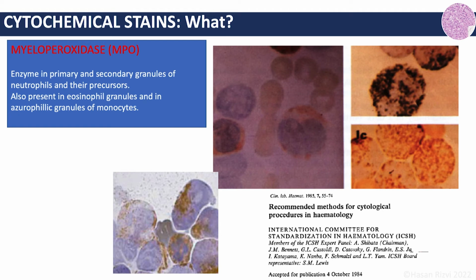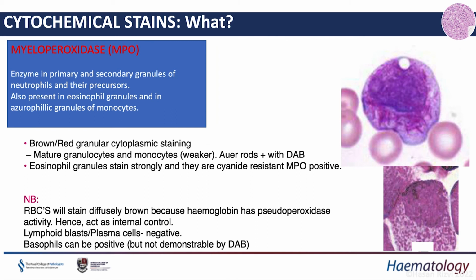So what does the myeloperoxidase look like? It's present in the granules, as I described, and this is what it looks like. You get a brownish hue. These are some of the images from the paper that I showed you before, 1985. The International Committee for Standardization in Haematology published the standard methods for doing this, and you can find further details of these tests and also images of what the result should look like, almost like a control.